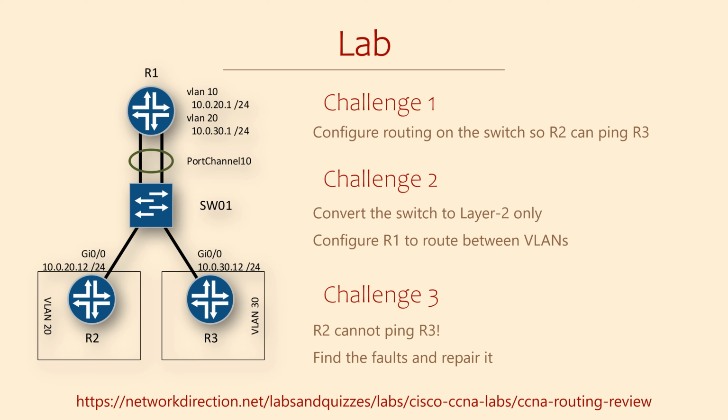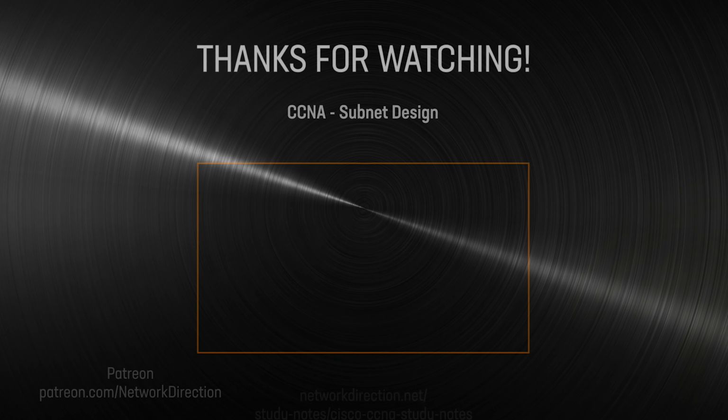I recommend practicing what you've learned to build your skills. To help with that, I've created this lab with 3 challenges for you to try. In the first challenge, you need to configure a layer 3 switch. This needs to pass traffic between VLANs 20 and 30. In challenge 2, you convert the switch back to layer 2 and add a router. The router now handles passing traffic between the VLANs. And in challenge 3, there's a fault in the network. You need to track it down and fix it. All challenges come with explanations if you get stuck.